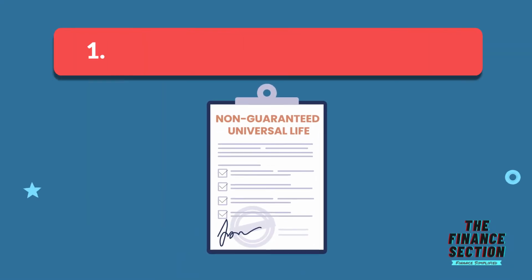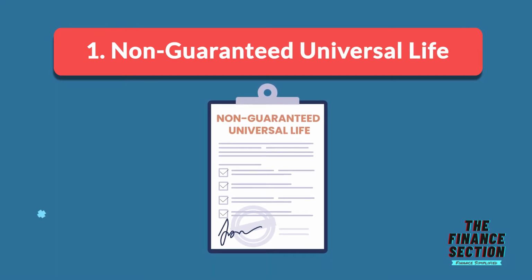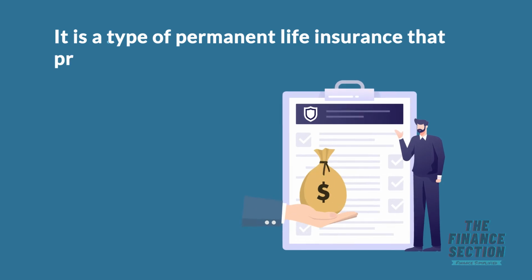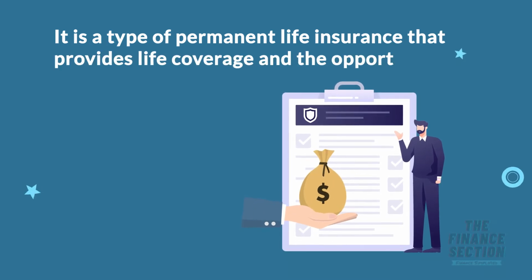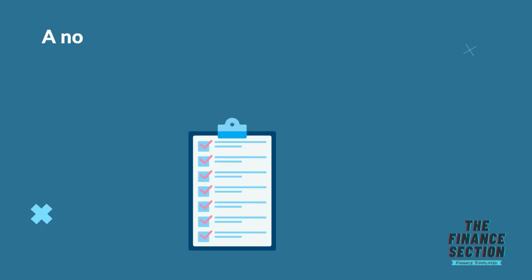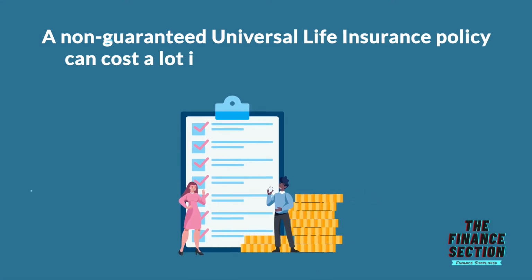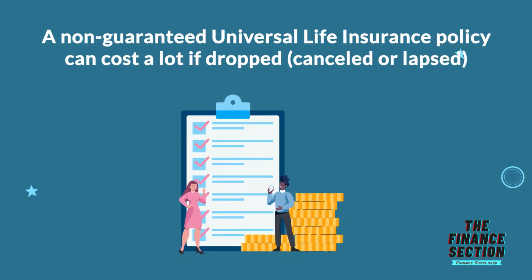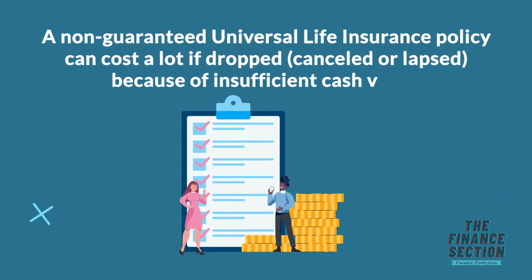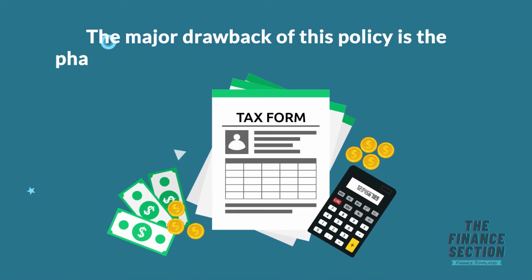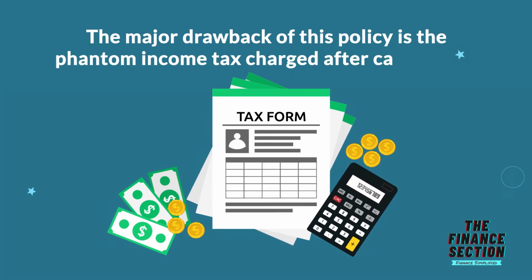Number 1. Non-guaranteed universal life. It is a type of permanent life insurance that provides life coverage and the opportunity to grow your money. A non-guaranteed universal life insurance policy can cost a lot if dropped, cancelled or lapsed because of insufficient cash value. The major drawback of this policy is the phantom income tax charge after cancelling it.